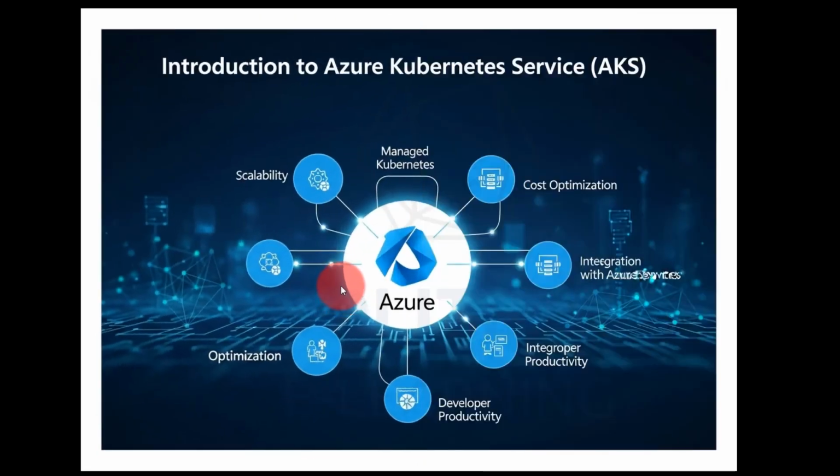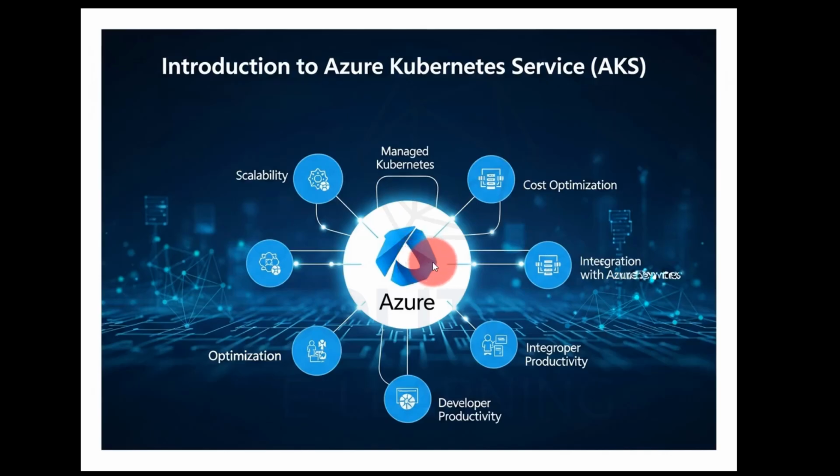Azure Kubernetes Service, AKS, is a managed container orchestration service provided by Microsoft Azure that simplifies deploying, managing, and scaling containerized applications using Kubernetes. It eliminates the complexity of managing the Kubernetes control plane by handling critical tasks like health monitoring and maintenance automatically. What are the benefits of using AKS?